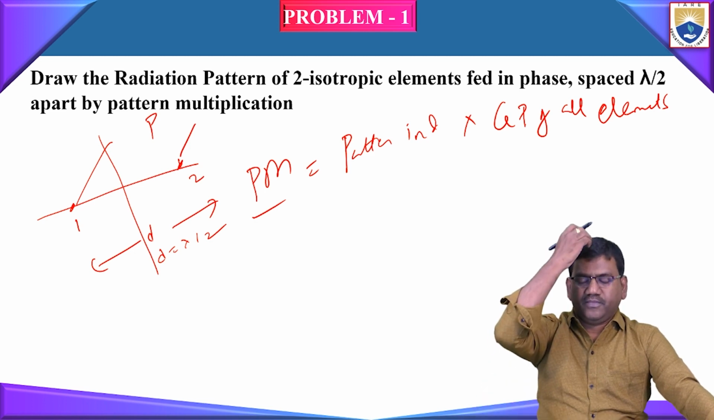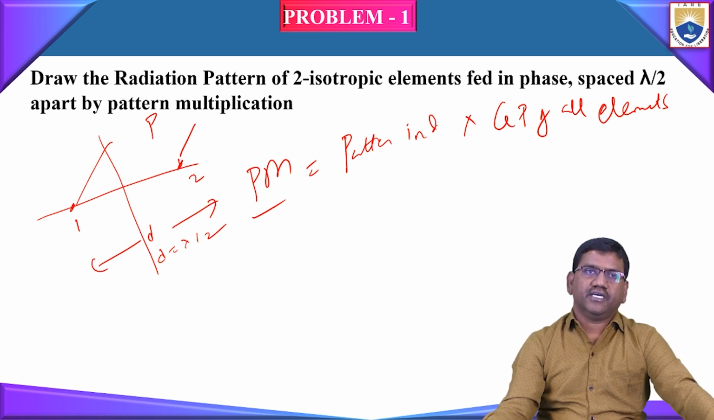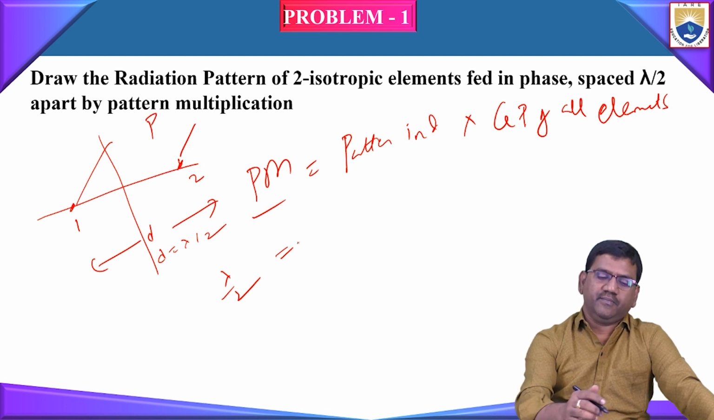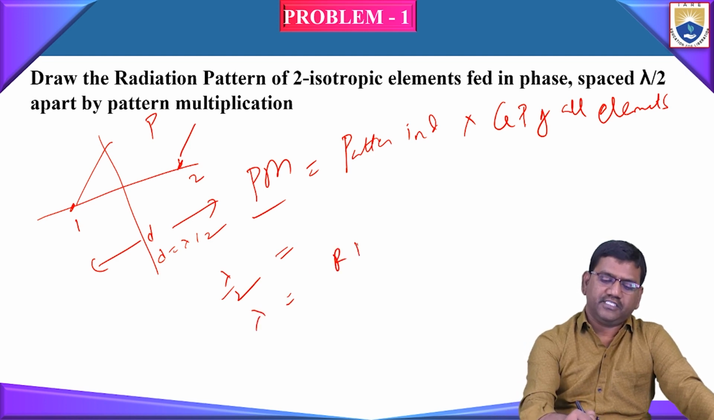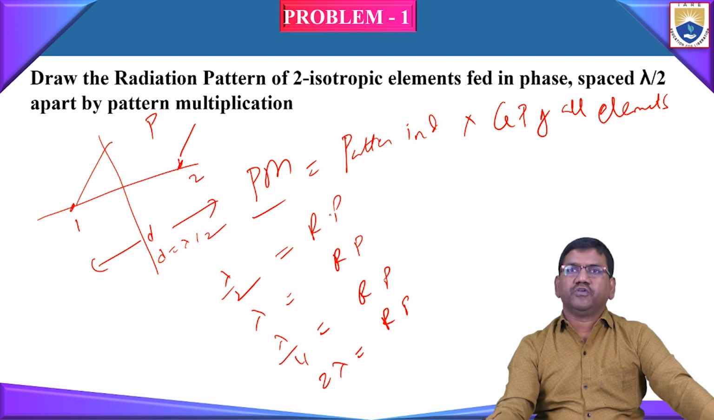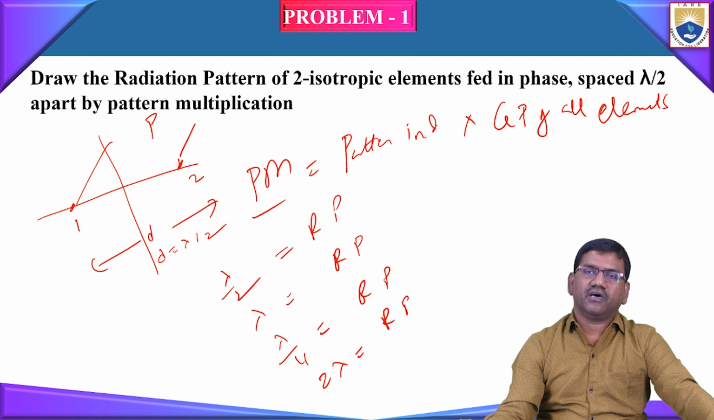The meaning of inspection is that we need to know what the radiation pattern will be when the spacing between the elements is lambda by 2. And if the element spacing is lambda, what will be the radiation pattern? Or if the spacing between the elements is lambda by 4 or 2 lambda, what will be the radiation pattern? So we need to know the radiation pattern of two elements separated by either lambda by 2, lambda, 2 lambda or lambda by 4.